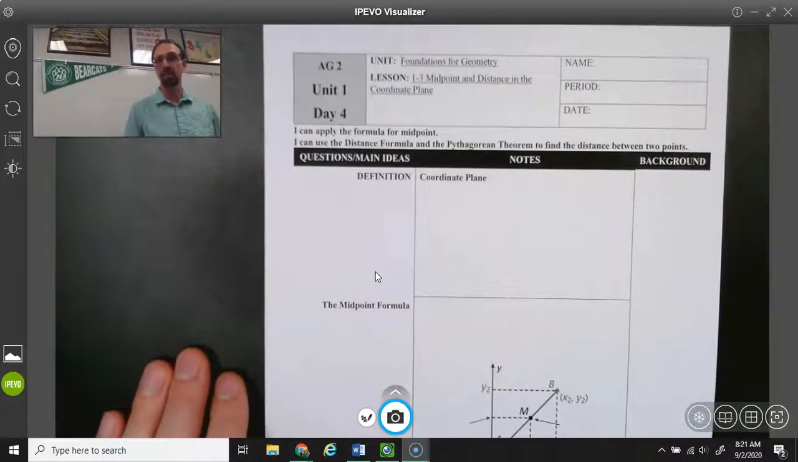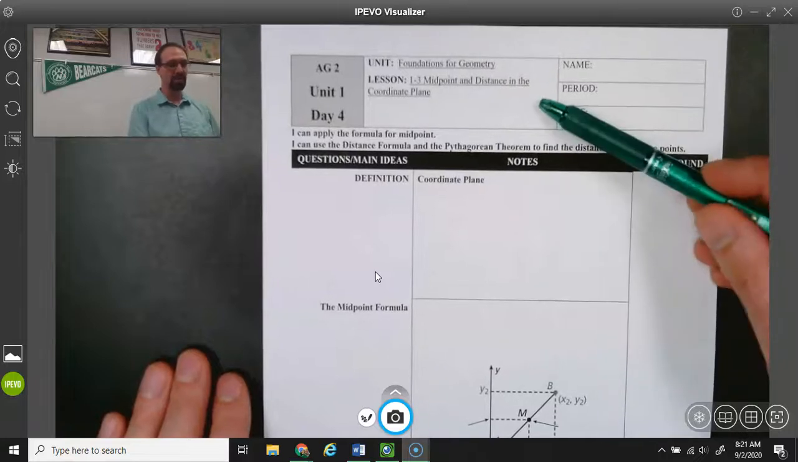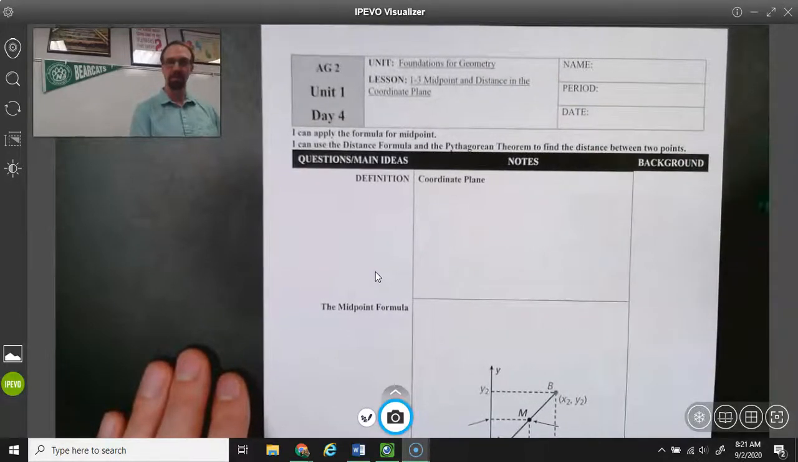Hi, welcome to the Unit 1 Day 4 notes for AG2. Today we're going to be looking at the foundations in the unit Foundations for Geometry. This is the midpoint and distance in the coordinate plane.